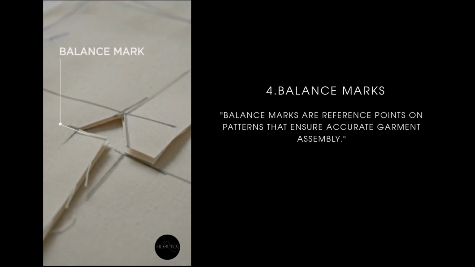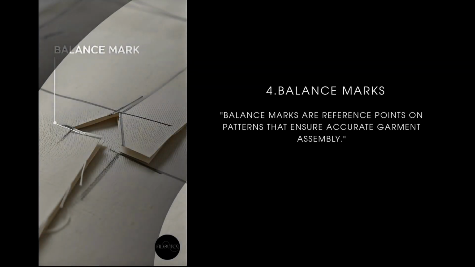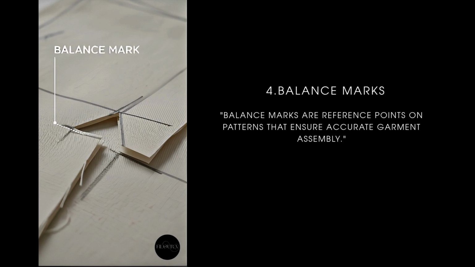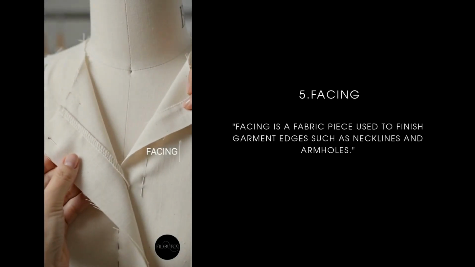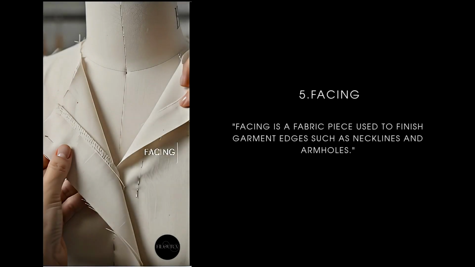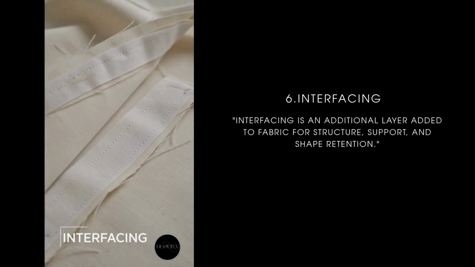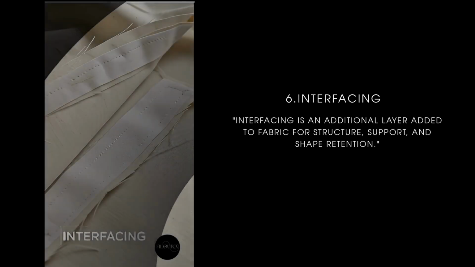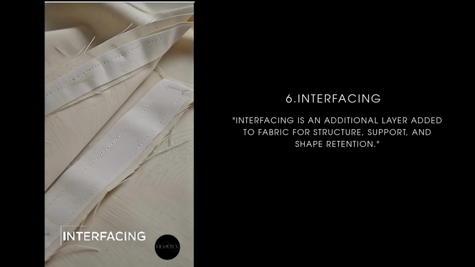Balance marks. Balance marks are reference points on the pattern that ensure accurate garment assembly. In simple words, these are the markings that are used to match the components while stitching a garment. Facing. Facing is a fabric piece used to finish the garment edge, such as the neckline and armholes. Interfacing. Interfacing is an additional layer added to the fabric for structure, support and shape retention.